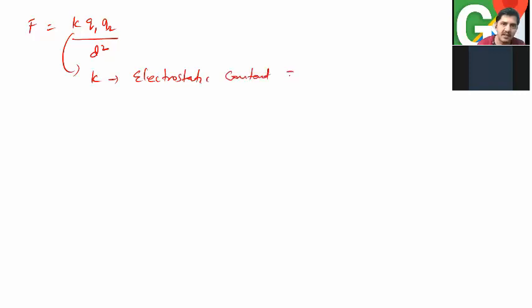Now let us move on to the next ones. So let me again write F equal to K Q1 Q2 divided by d square. Let us talk about the constant K. Constant K is called the electrostatic constant.